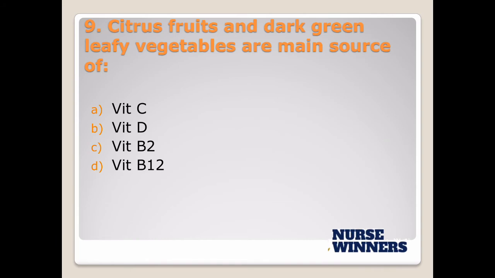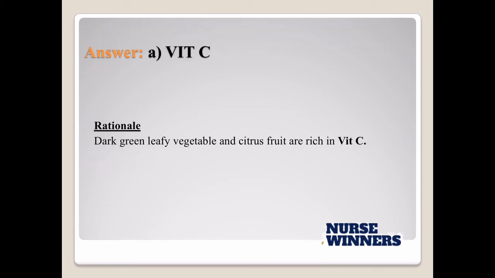Ninth question. Citrus fruits and dark green leafy vegetables are main sources of. Options: A. Vitamin C, B. Vitamin D, C. Vitamin B2, D. Vitamin B12. The right answer is option A. Vitamin C. Rationale. Dark green leafy vegetables and citrus fruits are rich in vitamin C.